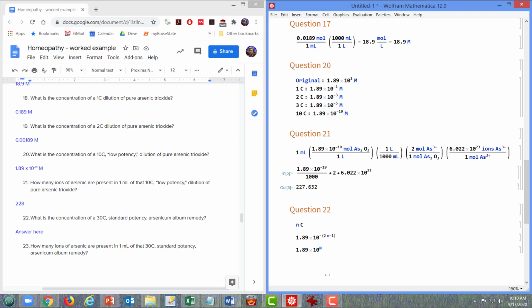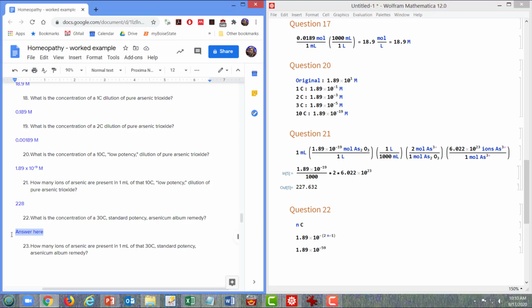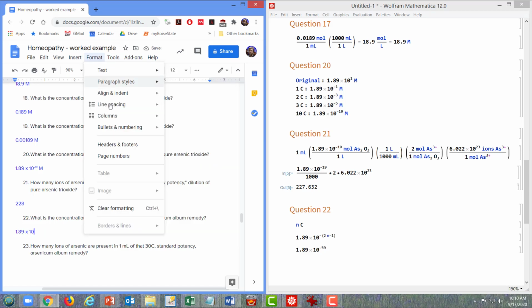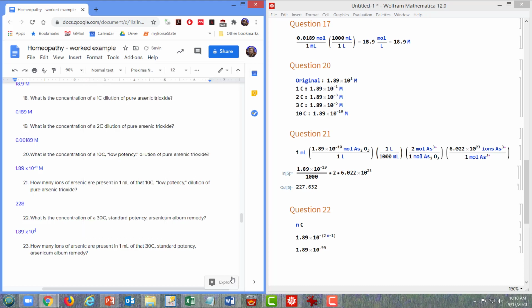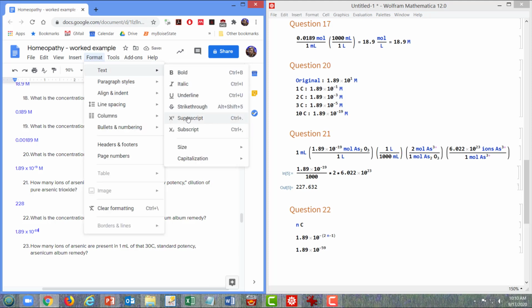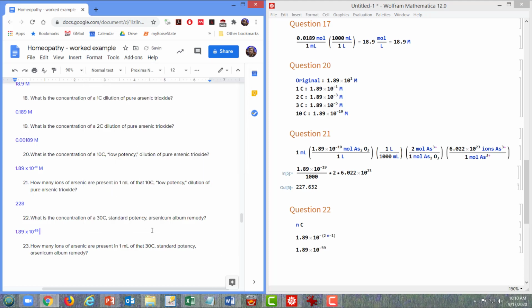So if we have our N equaling 30, then we are going to have 1.89 times 10 to the negative 60 minus 1, or negative 59. So 1.89 times 10 to the negative 59 molar. Okay.